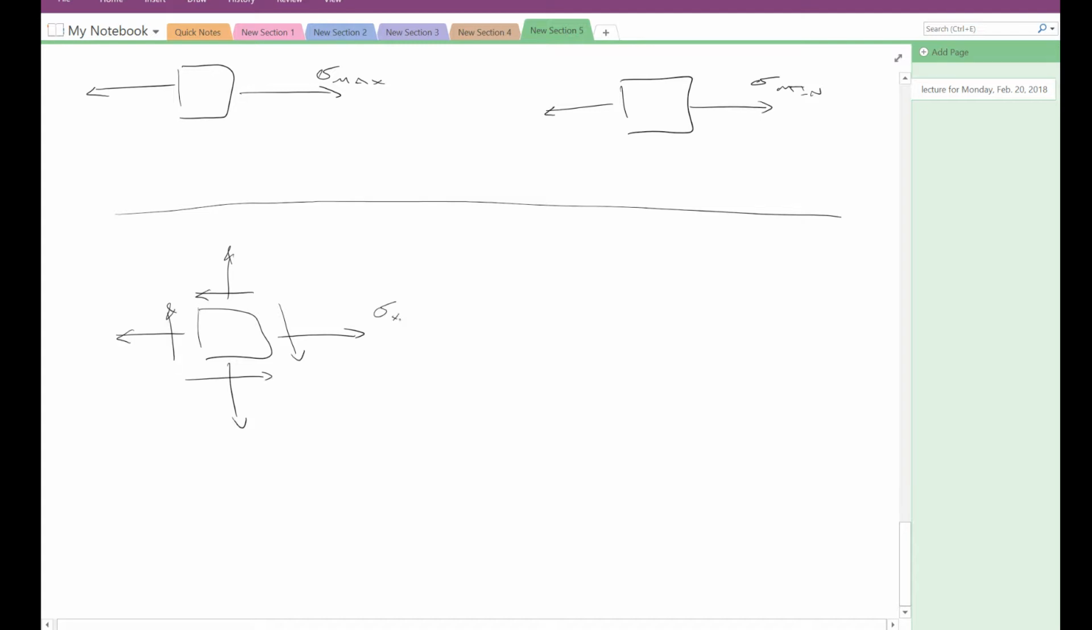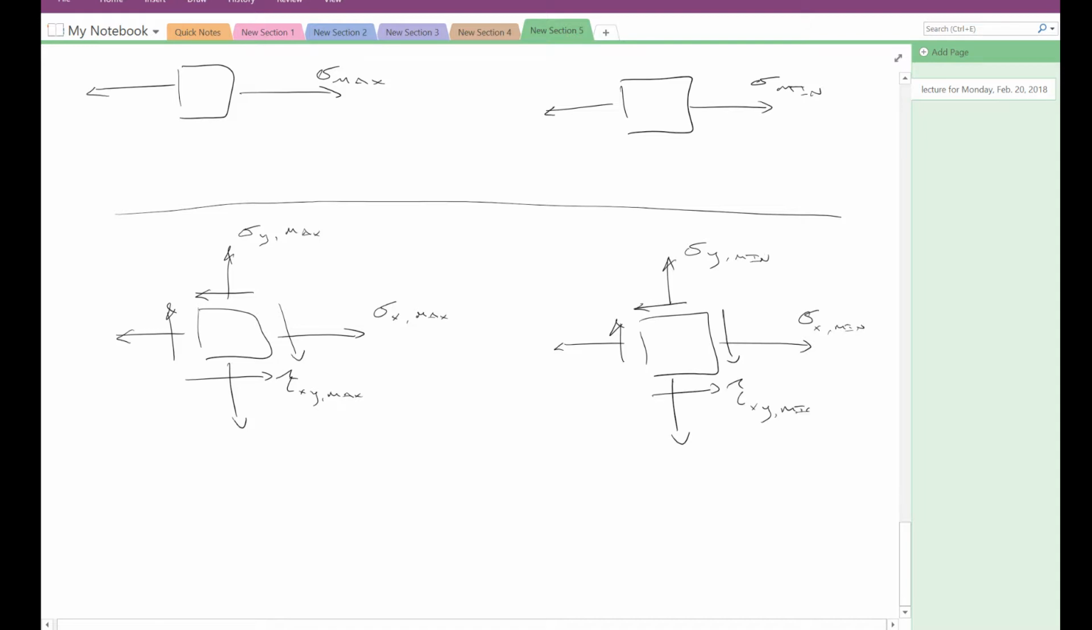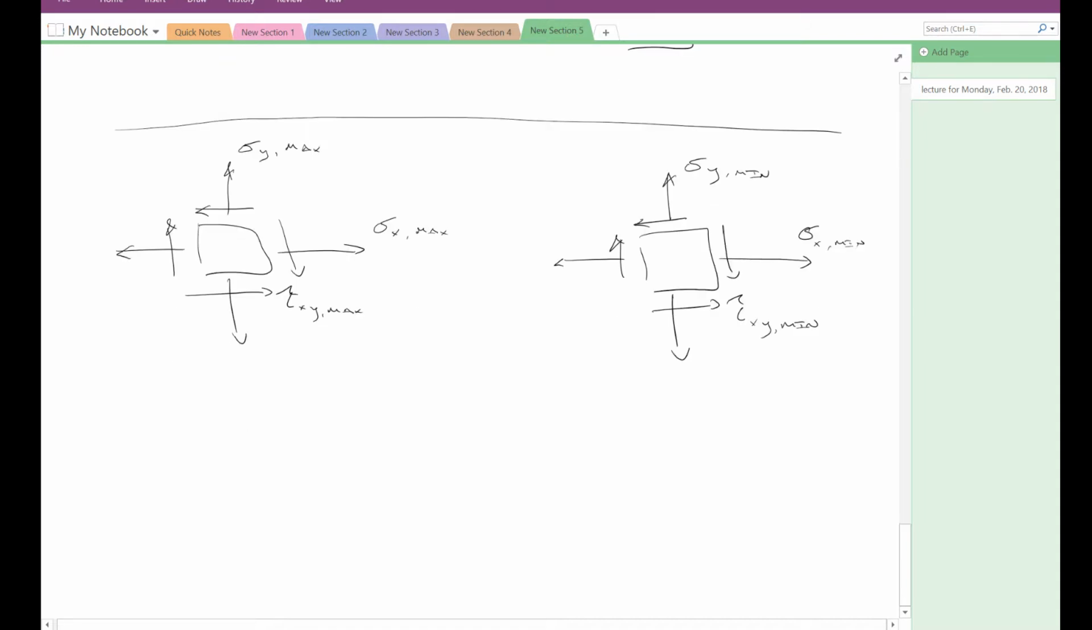So I'll say sigma x max, and I'll say sigma y max, and I'll say tau xy max, like that. Now that's stress state 1, and then if we look at a second stress state, perhaps it has something like this, where this is sigma x min, sigma y min, and the same sort of thing, tau xy min, in whichever direction or orientation that the stress is in.